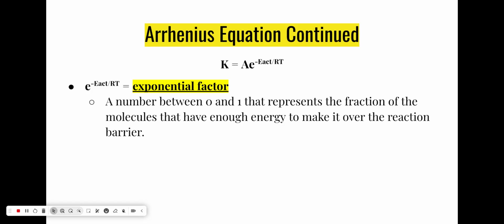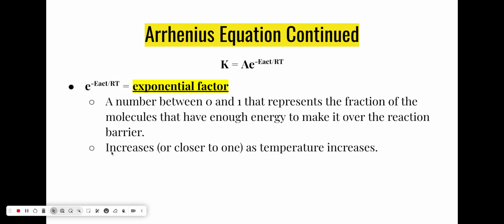Okay, so that's what the exponential factor is: how many actual molecules have enough energy to surmount the reaction barrier. Now, this increases, or gets closer to 1, as the temperature increases. So as we increase temperature, guys, we're going to increase the number of molecules that have enough energy to surmount the reaction barrier, okay? And again, that's what e raised to the -E_act divided by RT is talking about.